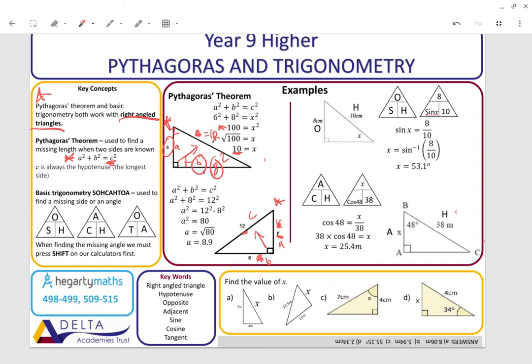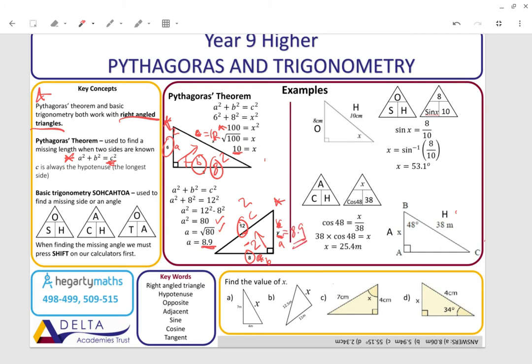Now, as you can see, I'm trying to work out a short side, so I take the long side squared, take away the short side squared. So 12 squared take away 8 squared gives me 80. Square root of 80 gives me 8.9. So here y equals 8.9.